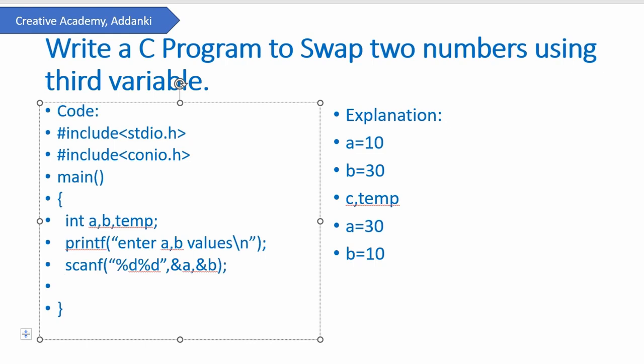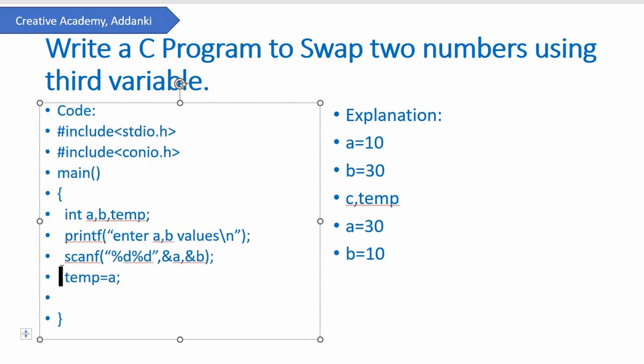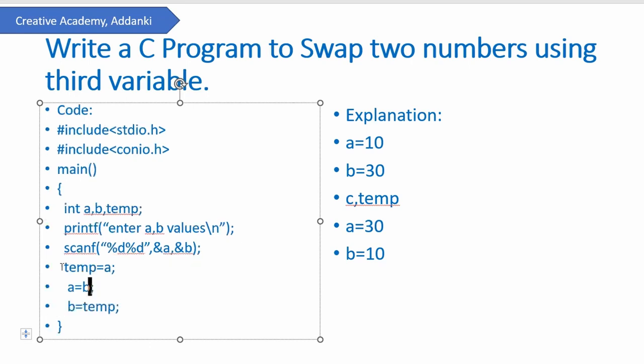Now what do I have to do? Now the swapping should start. Before I start swapping, I am storing the value of a in a temporary variable, that is temp. Now the value of a is already stored in temp. Now what am I doing? I am sending the value of b to a.